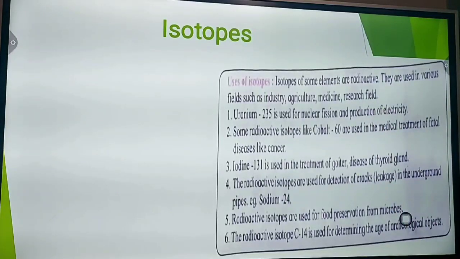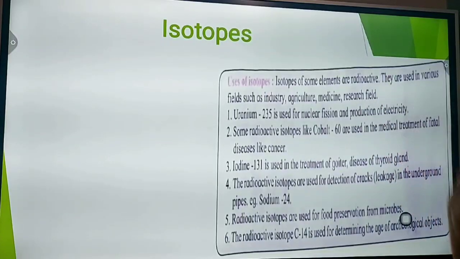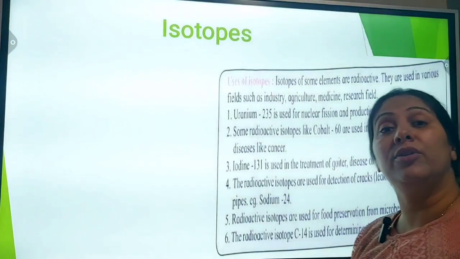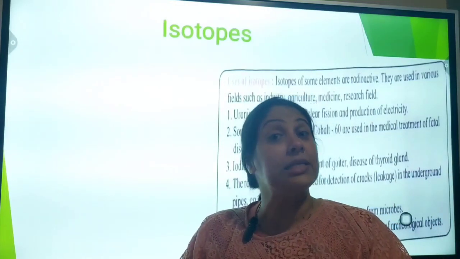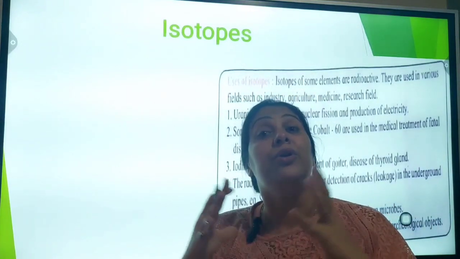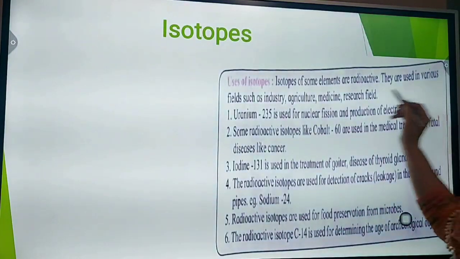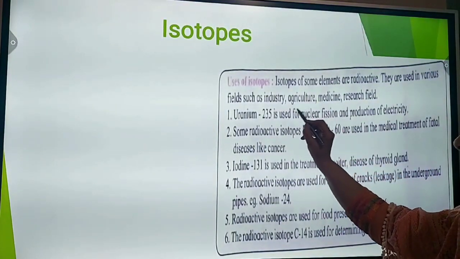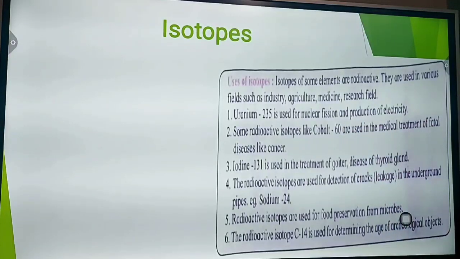However, what are the uses of isotopes? Isotopes of some elements are radioactive. Radioactive means giving out radiations. Some isotopes give out radiations. Okay, they are used in various fields such as industry, agriculture, medicine, research field.